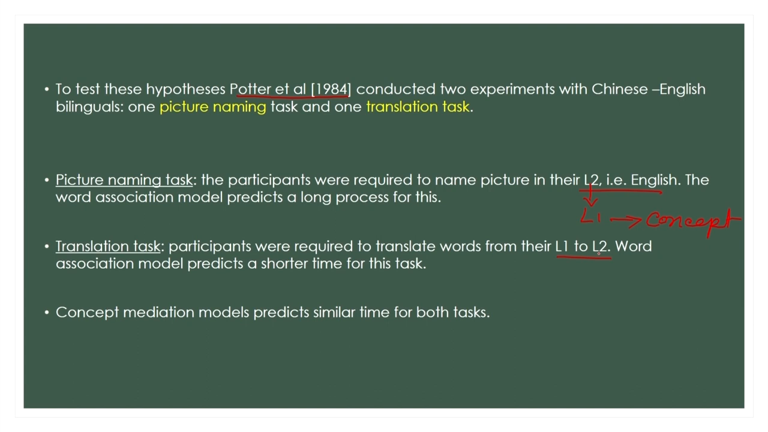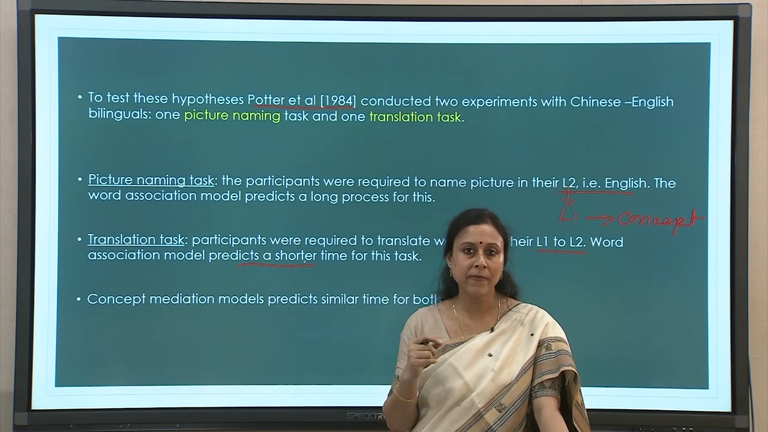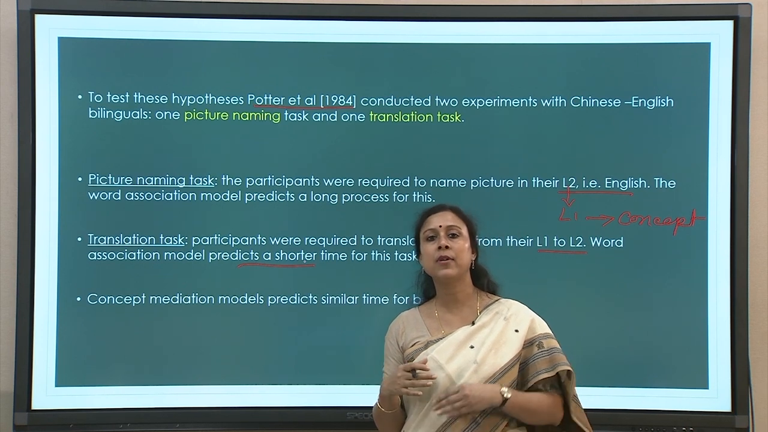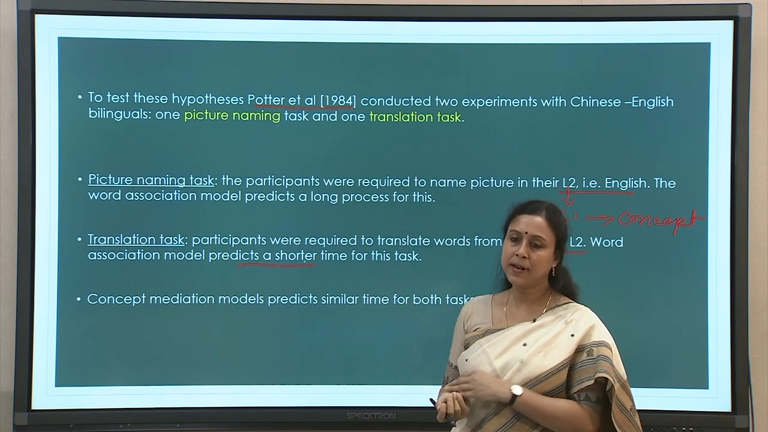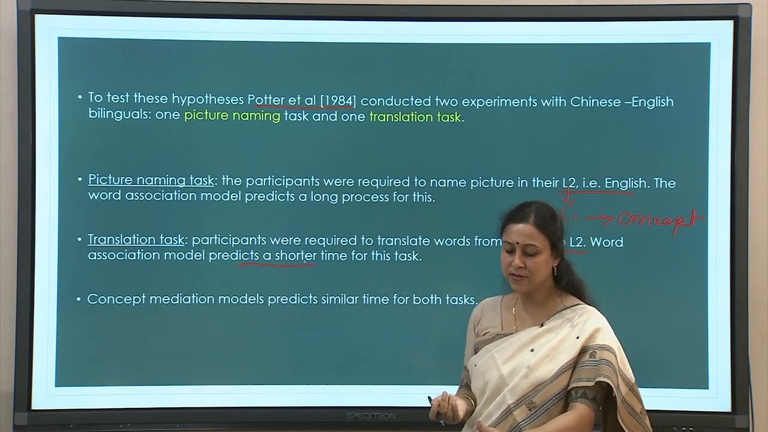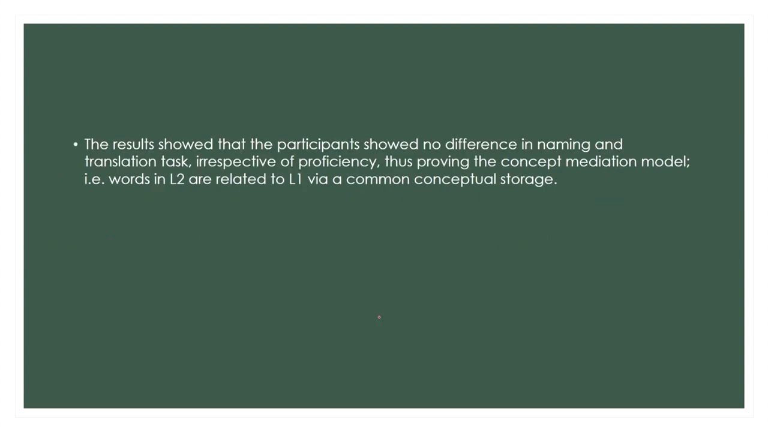And this model, the first model, word association model, would predict a shorter time, because that model says the connections exist at the lexical level. That is interlingual. So the languages are connected at the lexical level. So if they are connected at the lexical level, the translation should happen very rapidly. But any task that requires them to connect to the conceptual storage will take longer, right? So as far as word association model is concerned, first task should take longer, second task should take shorter, but concept mediation model predicts similar time for both tasks, because both the languages are connected with the conceptual storage.